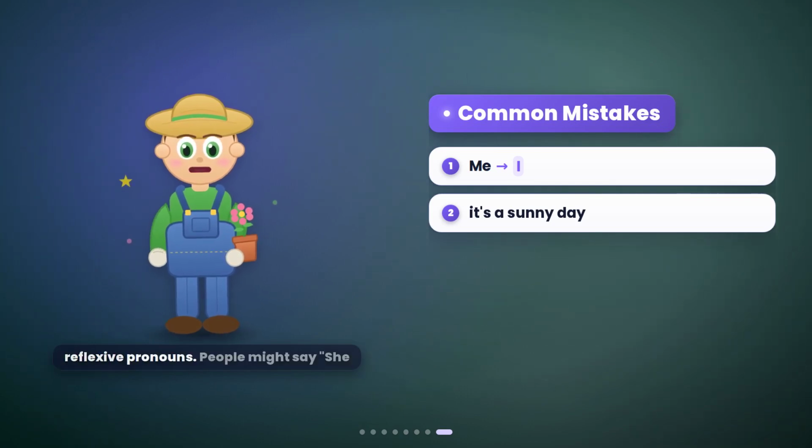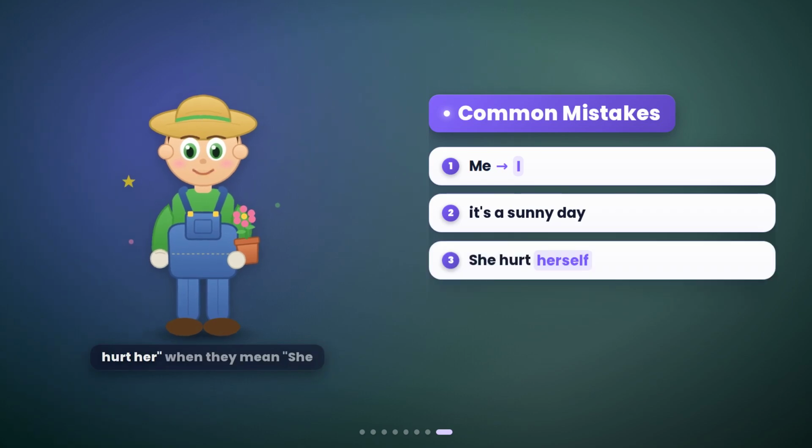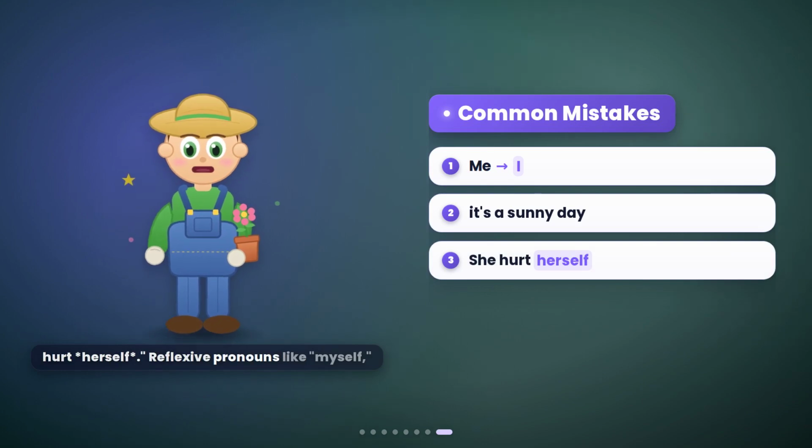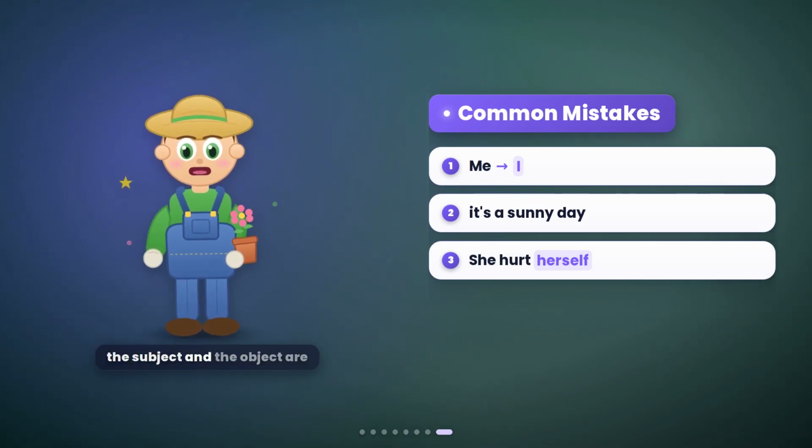Also, be cautious with reflexive pronouns. People might say "She hurt her" when they mean "She hurt herself." Reflexive pronouns like myself, yourself, and herself are used when the subject and the object are the same person.